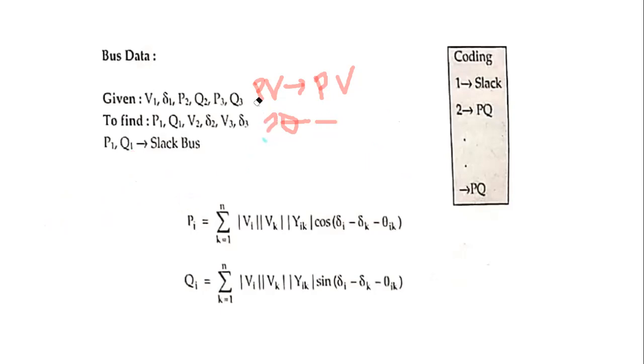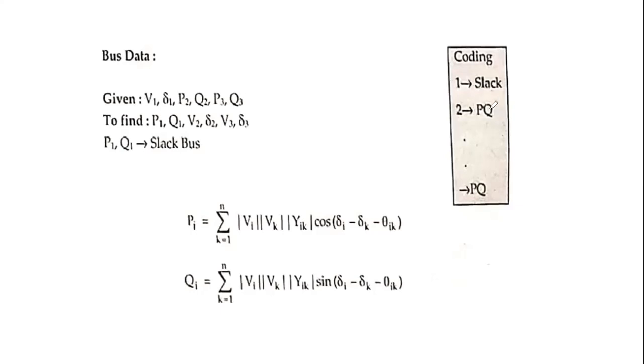next we write down: we take bus 1 as the slack bus, bus 2 as the PQ bus, and bus 3 is also the PQ bus. While writing down the bus data, the given variables are the known variables. What is the first bus? That is the slack bus. In the slack bus, which parameters are known? V and delta are the known terms.